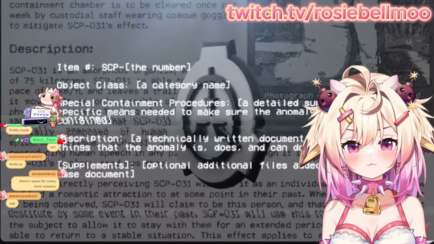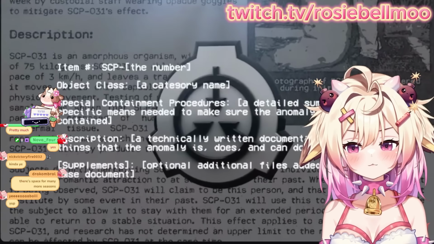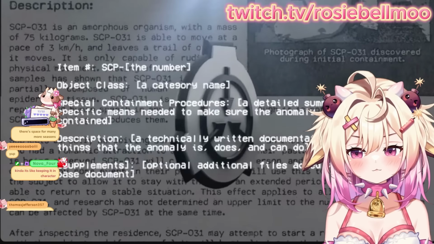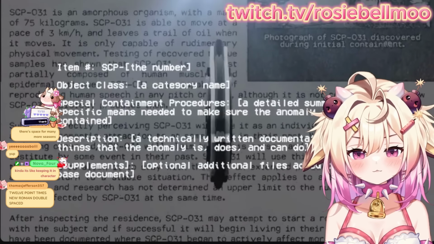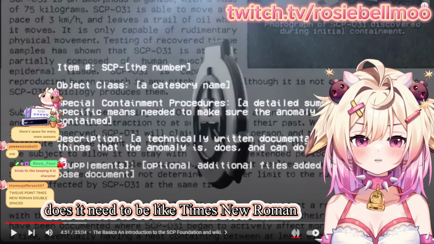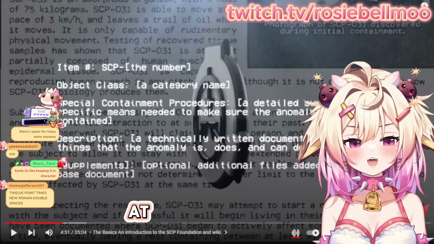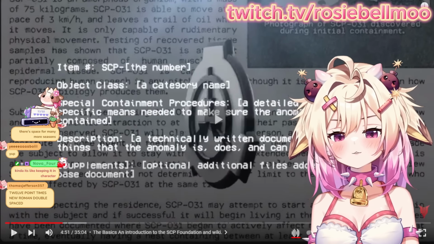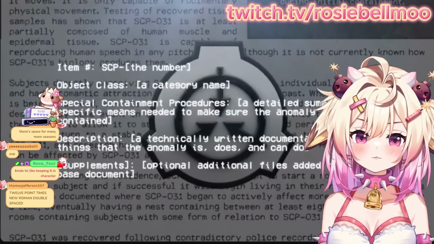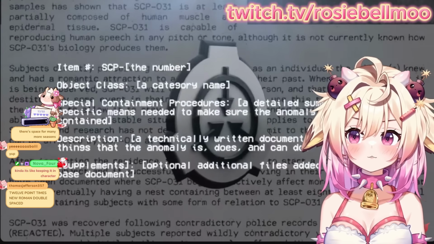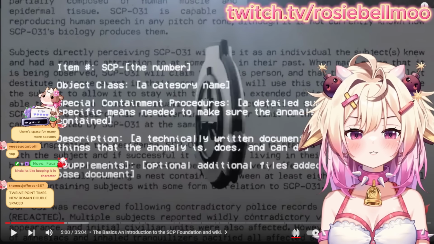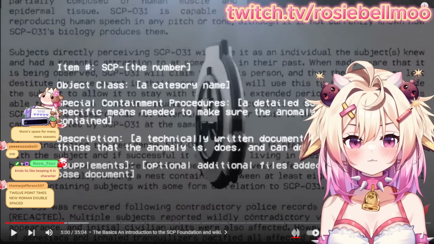Item number, SCP-, then the number. Object class, then a category name. Special containment procedures. Yeah, does it need to be like Times New Roman double-spaced? At least 300 words? Then a detailed summary of all specific means needed to make sure the anomaly is safely contained. Description.